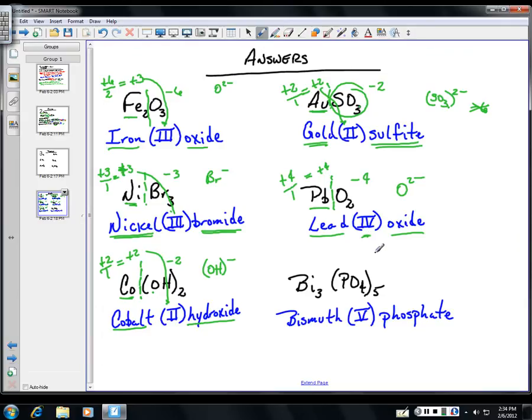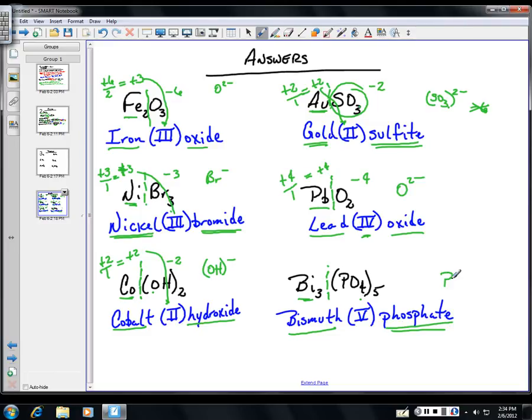Lead 4 oxide. All right, now this one should be, I think, if you've been able to do those, fairly easy. Again, metal and anion divide right there. Bismuth is one of those 5 that needs to be treated like a transition metal. So I write bismuth. I find PO4 there. I know that's phosphate. I write it down.